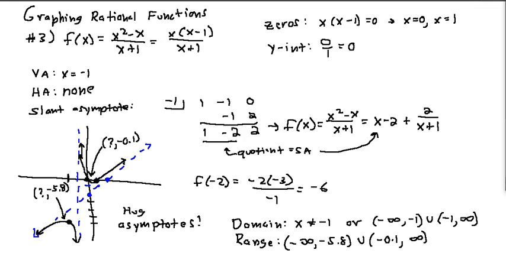And so that's how you graph a rational function if it's going to have a slant asymptote. And once again, it'll have a slant asymptote if the degree of the numerator is 1 more than the degree of the denominator.